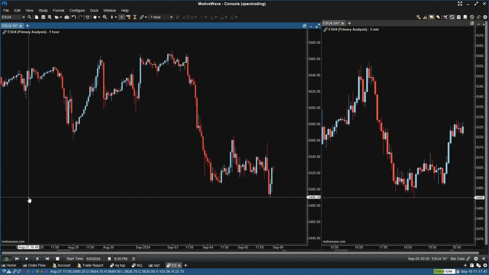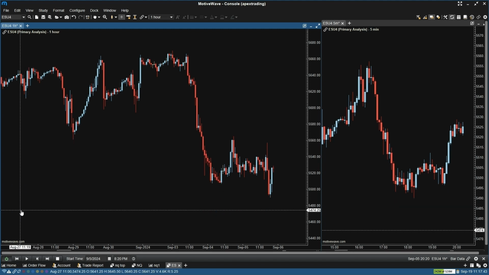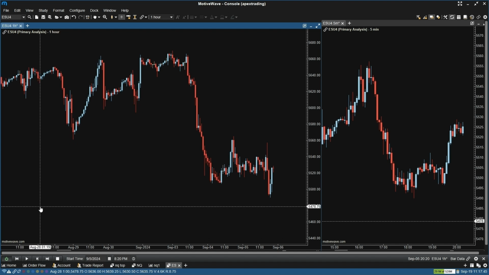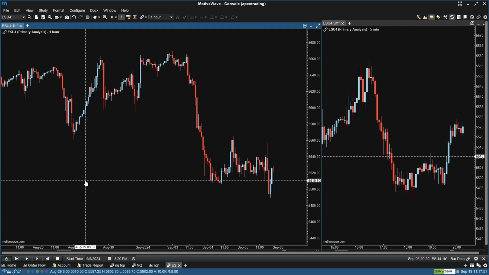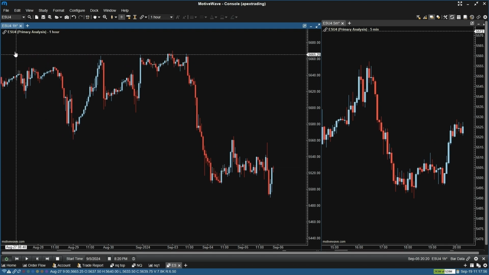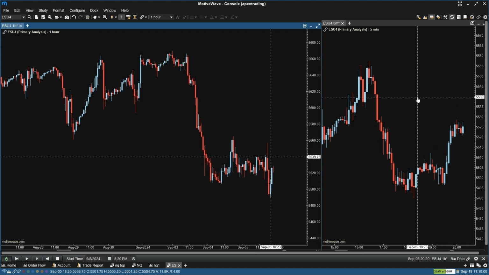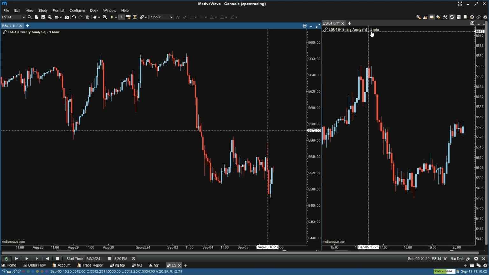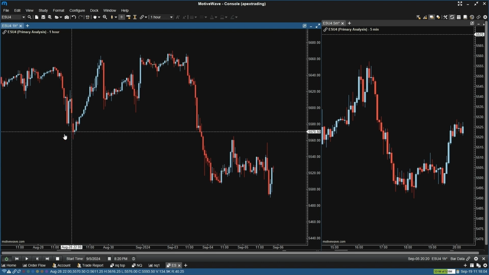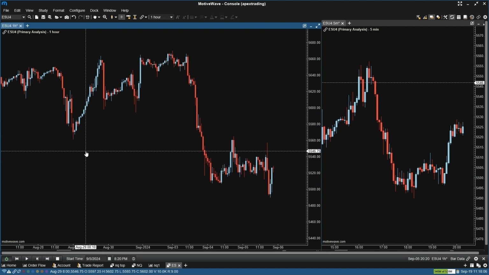So what's up, guys? We are going to have an example of a bearish three-bar reversal pattern. But first, I want to take your attention and focus on the left chart. Currently, we are on the ES hourly time frame, and on the right, we are on the 5 minute time frame. So let's focus first on the hourly time frame.